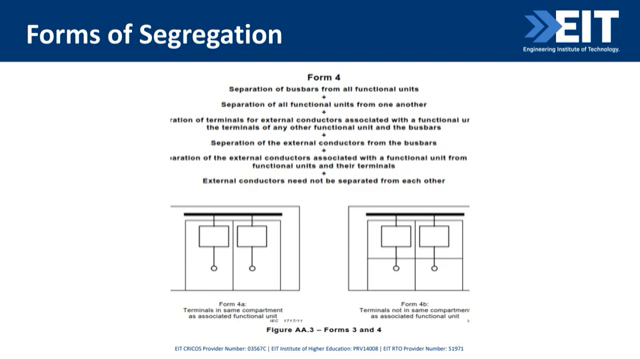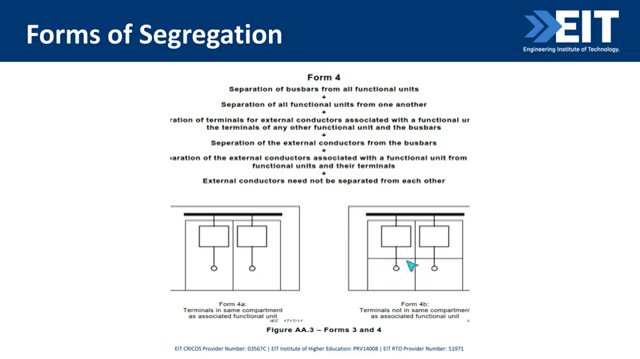If we go to the top spec of form, we're looking at a form 4. So we're building on from our form 2 and from our form 3. We have separation of our functional units from our bus bar. We have separation of our functional units from one another. But we also have separation of our cable connections from one another. So each outgoing circuit is entirely separated from one another.